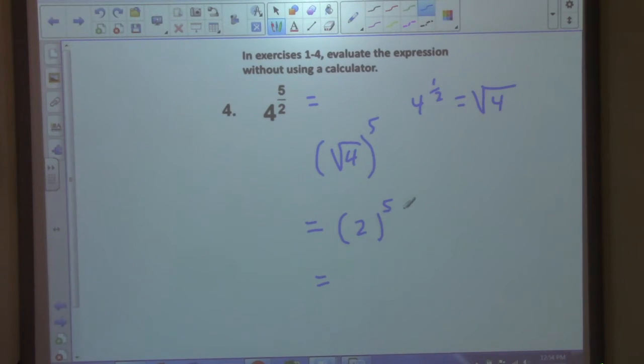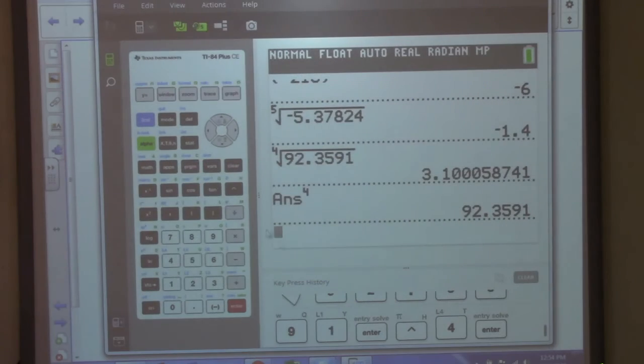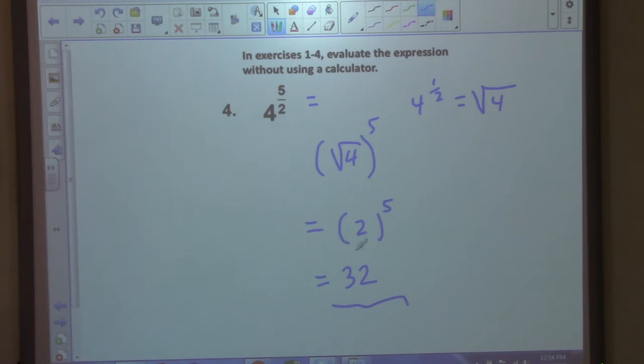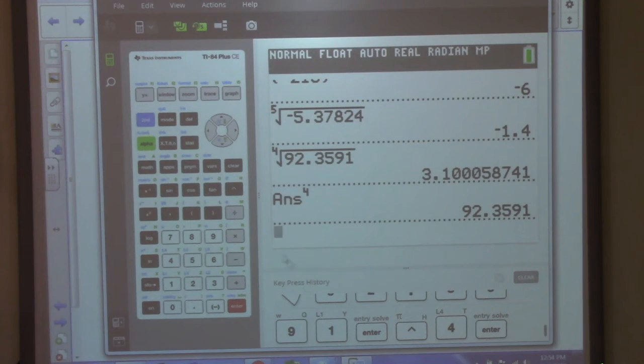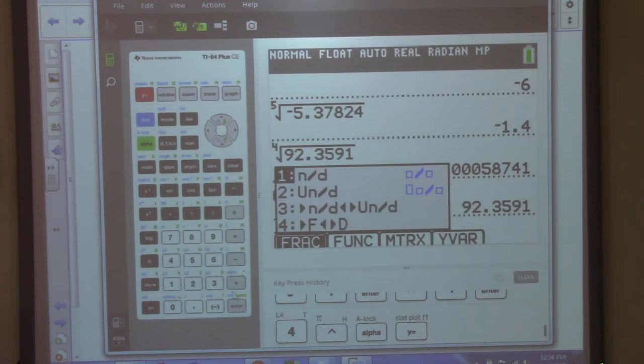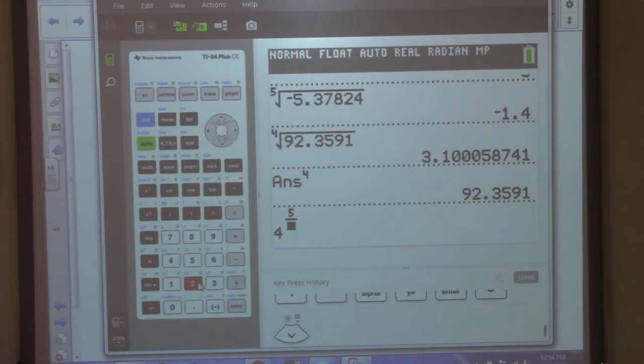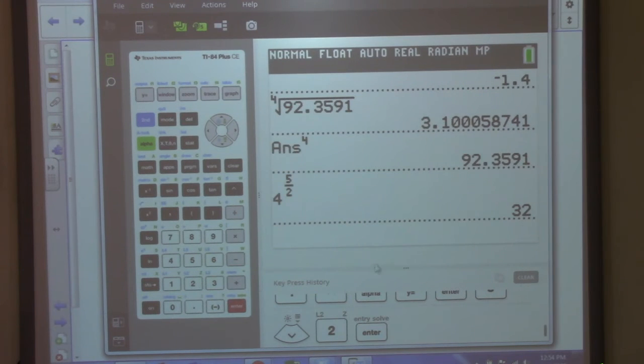And what is 2 to the 5th power? 32. And you can check this in your calculator too: 4 to the power of 5/2 gives you 32. Okay.